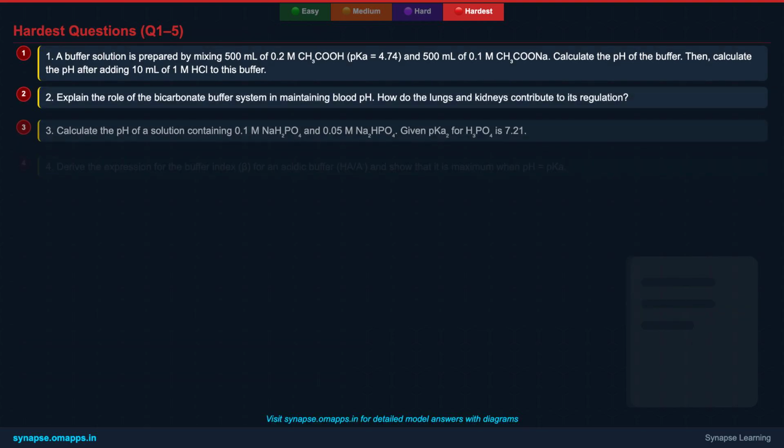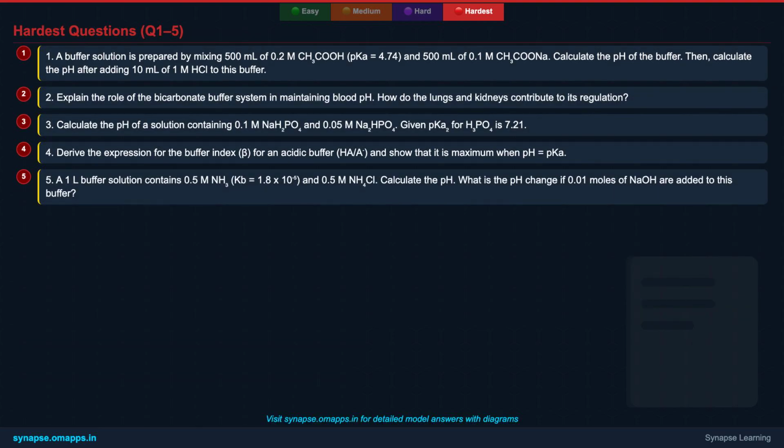Now, let's tackle the first set of hardest-level practice questions, from Q1 to Q5. These problems demand a deep understanding of quantitative calculations, physiological applications, and advanced theoretical concepts. Take your time to analyze each scenario and apply your comprehensive knowledge.